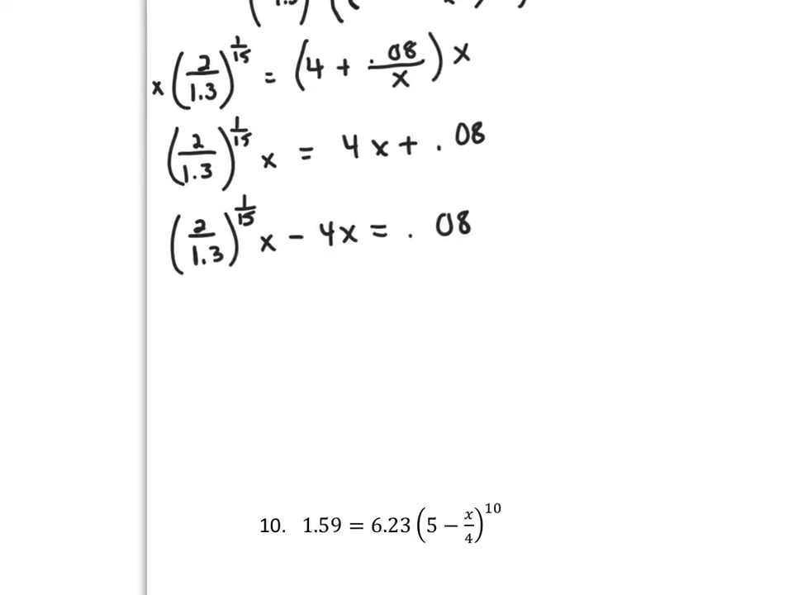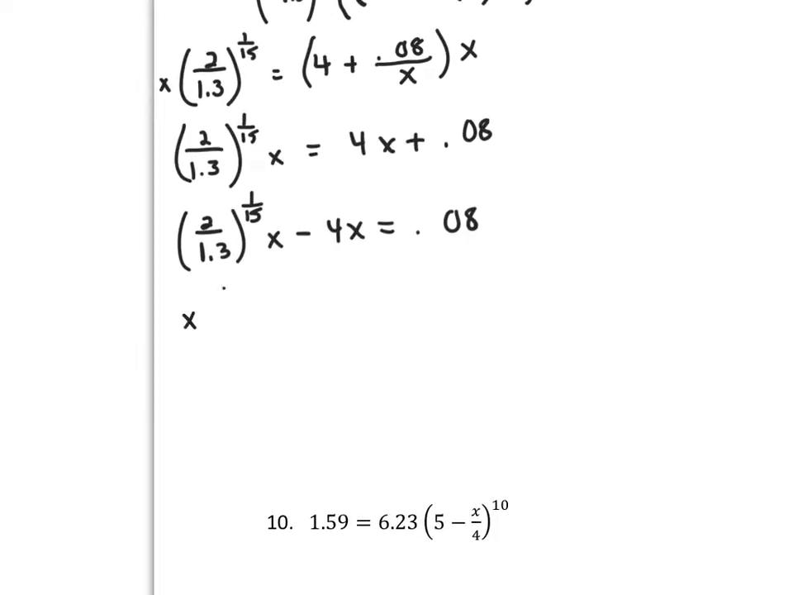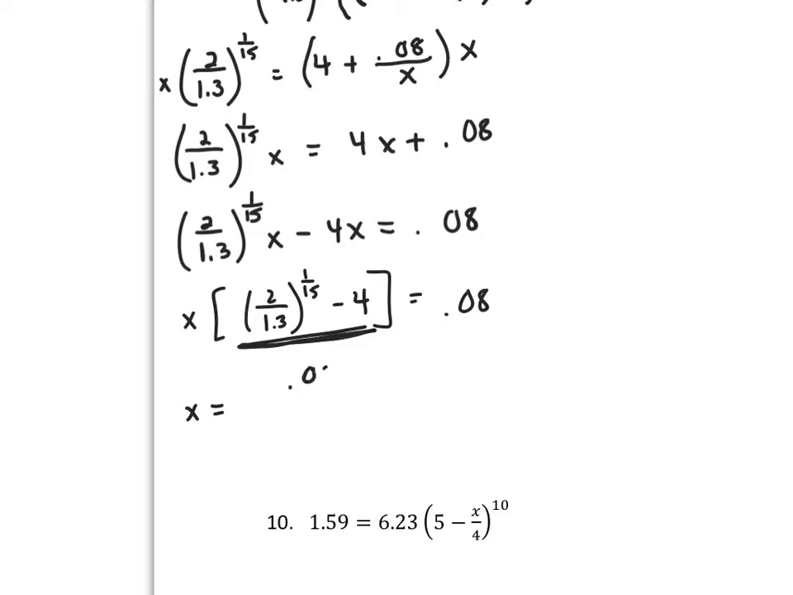Now let's factor out that x so we only see one of them. Factor out an x, and that leaves me 2 divided by 1.3 to the 1/15 minus 4. I've taken that x out of both terms. It's 0.08. Now divide both sides by this nasty factor, and that gives me x equals 0.08 divided by 2 divided by 1.3 raised to the 1/15 minus 4. Let me check my work.